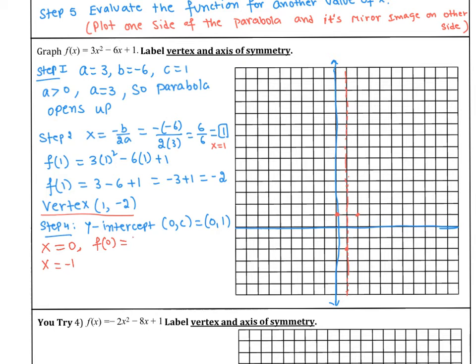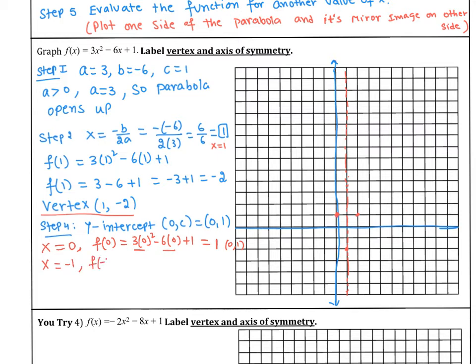So for 0 is going to be really easy because it's just the 1, because this becomes 0, this becomes 0, 0 minus 0 plus 1. So my y value is 1. So the point is going to be 0 comma 1, which we already have here.